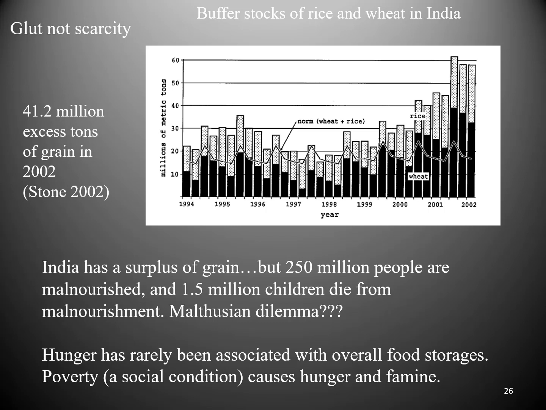Is that a problem of too many people and not enough food, or maybe people don't have access to that food? For example, India has a surplus of grain, but 250 million people are malnourished, and 1.5 million children die from malnourishment. Is this a Malthusian dilemma, or something else going on? Right? We have a distribution problem, an access problem. Hunger has rarely been associated with overall food shortages. Poverty, lack of access to the resources we need to survive. This is a social condition, and that's what creates hunger and famine.